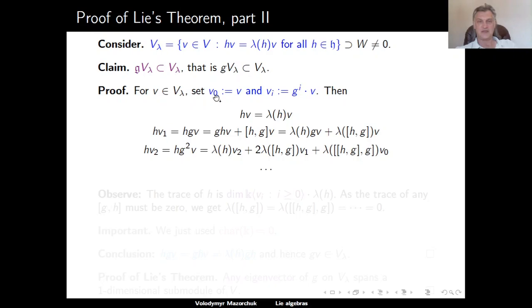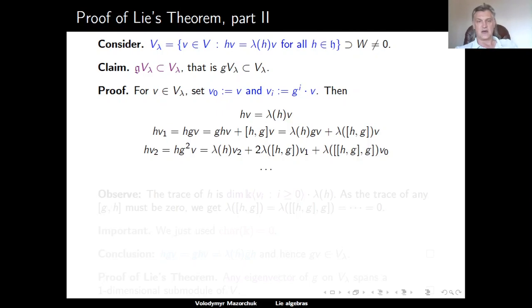Set V sub 0 to be V, and for a positive integer i, define V sub i to be the i-th power of g applied to V. So the linear span of all the V_i's is definitely closed under the action of our little g. Since V is finite dimensional, only finitely many of the V_i's are linearly independent. So eventually some V_i is a linear combination of the previous ones.